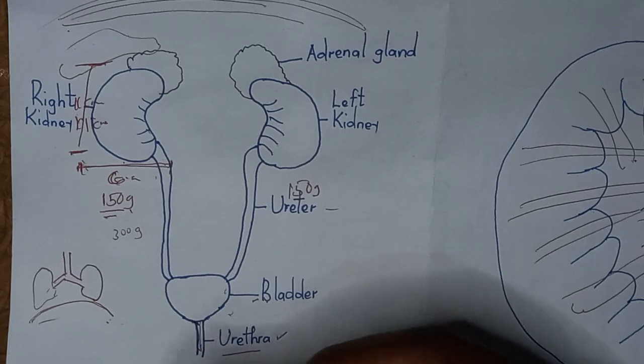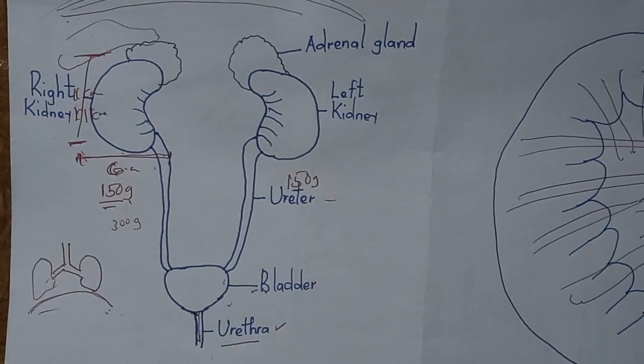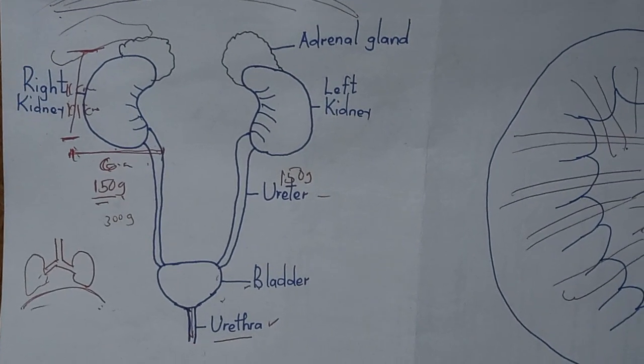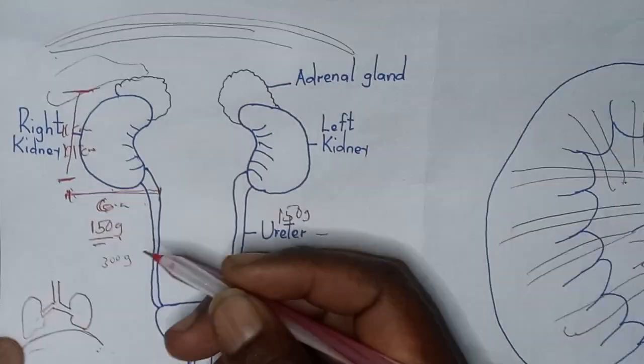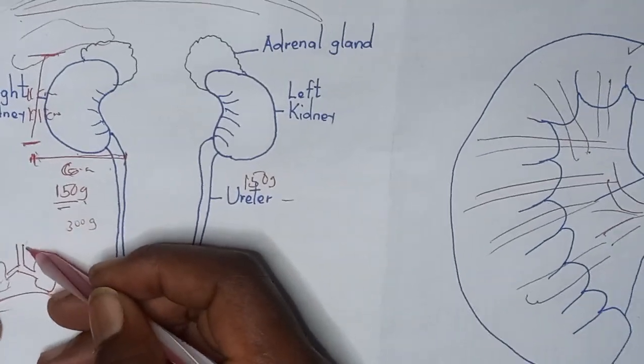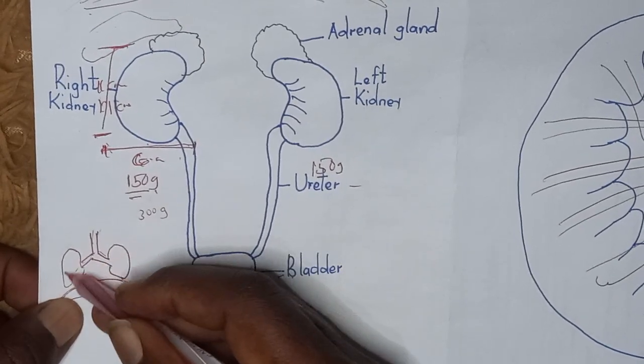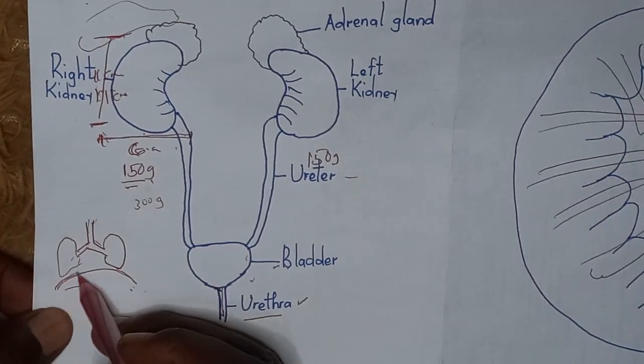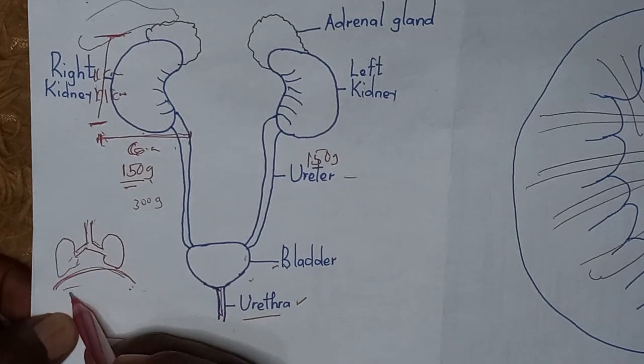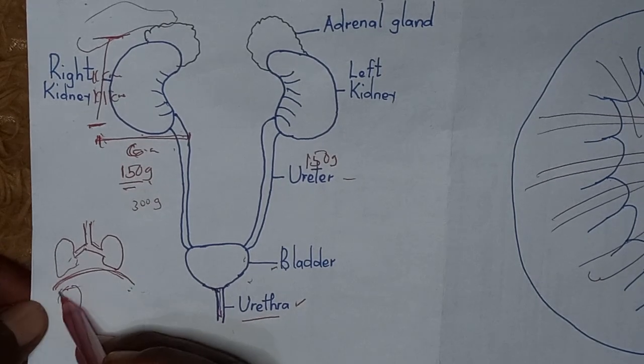It's located below the diaphragm. The diaphragm is part of the respiratory system. As you can see here, I have a respiratory system, which is the trachea, the bronchus and the lungs. Here is the diaphragm. So the kidney is just found below the diaphragm.